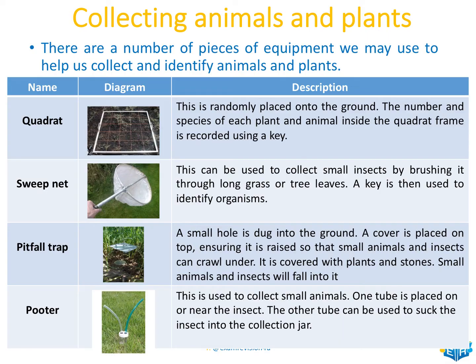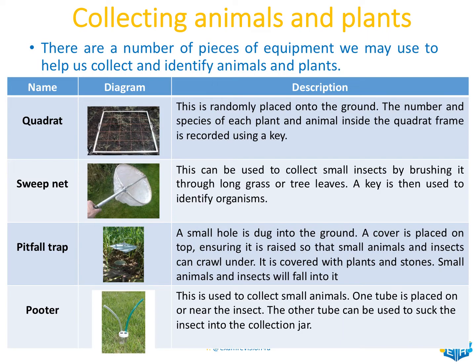Now, I mentioned earlier on about how through the course of your junior cycle studies, within the biological world element, you're going to be conducting a habitat study. And throughout that habitat study, you would have used various pieces of equipment to collect different animals and plants. We then would have used a key to identify them. But in the first place, how are we actually going to collect these organisms?